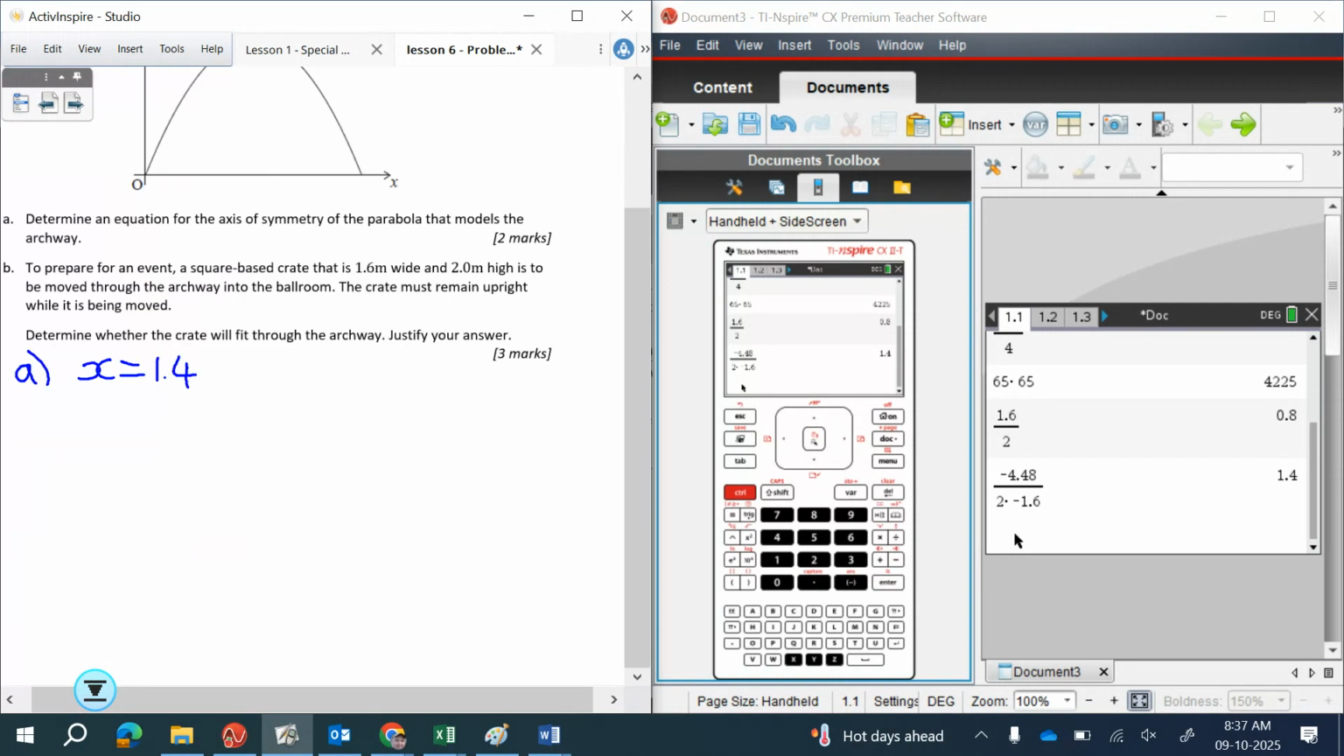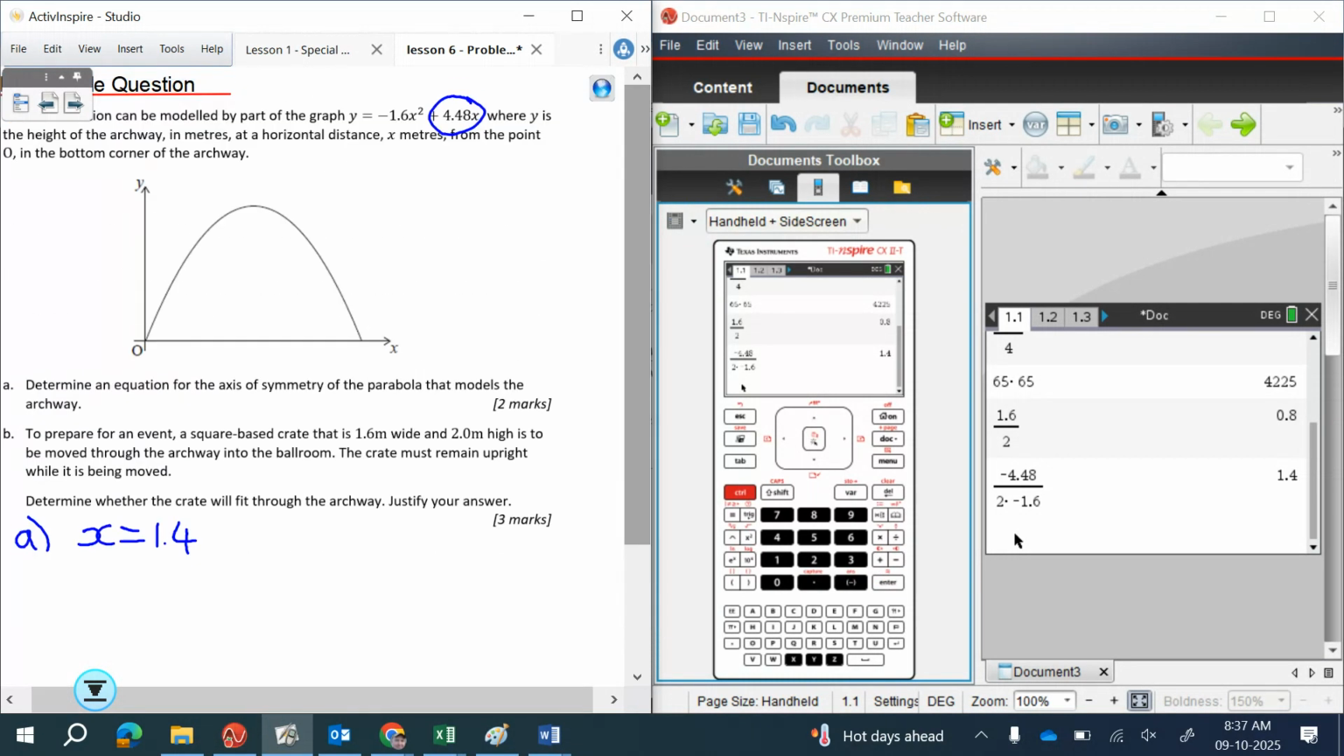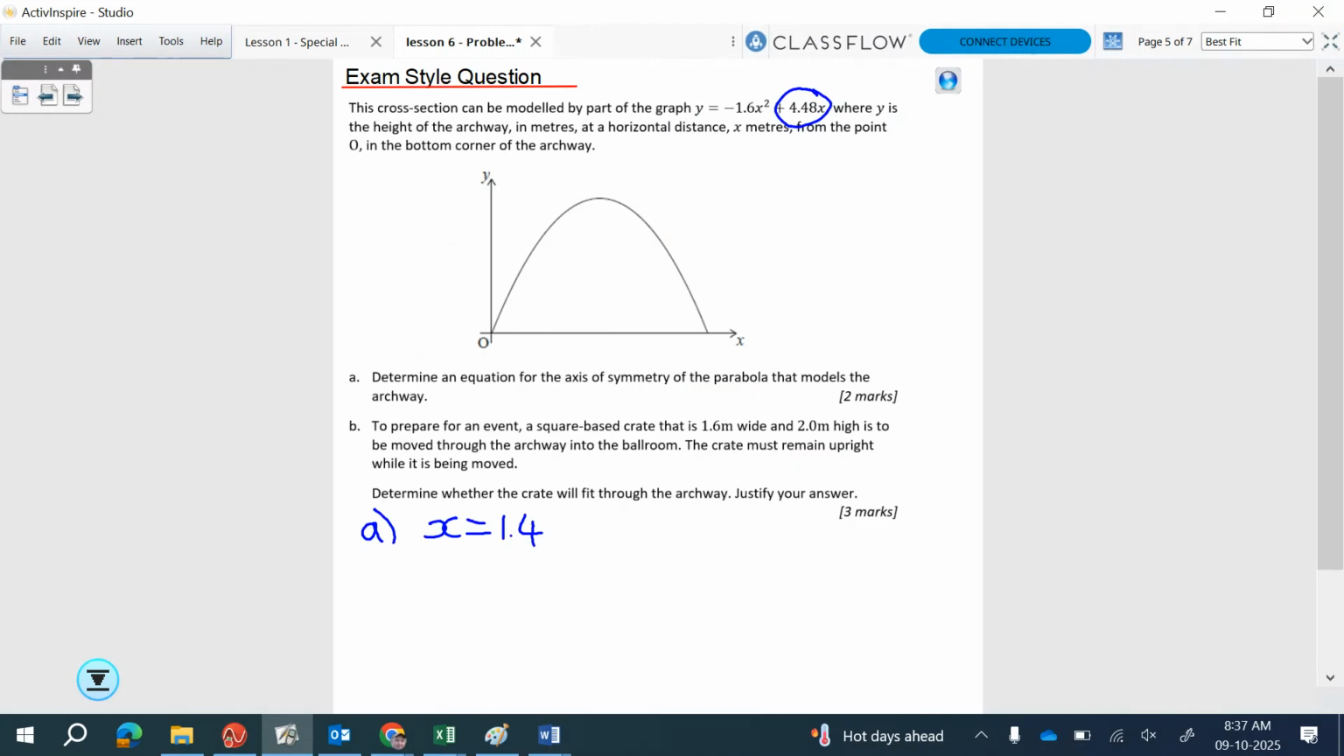Now B is going to take a little bit more, and this is where the problem solving comes in. So what is my first technique I suggest for solving problems? Graphing it, sketching the information that we have. So we already have a graph drawn, and we've just found the axis of symmetry. So let's put that on. We've got the axis of symmetry at 1.4.